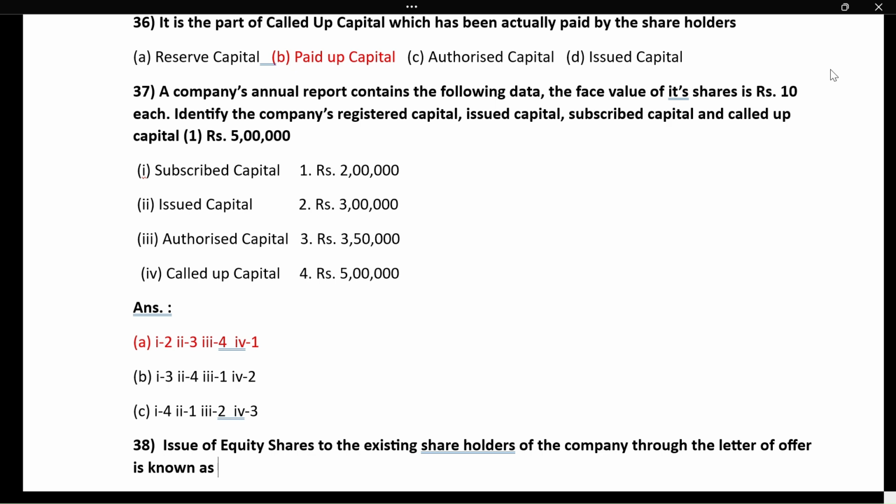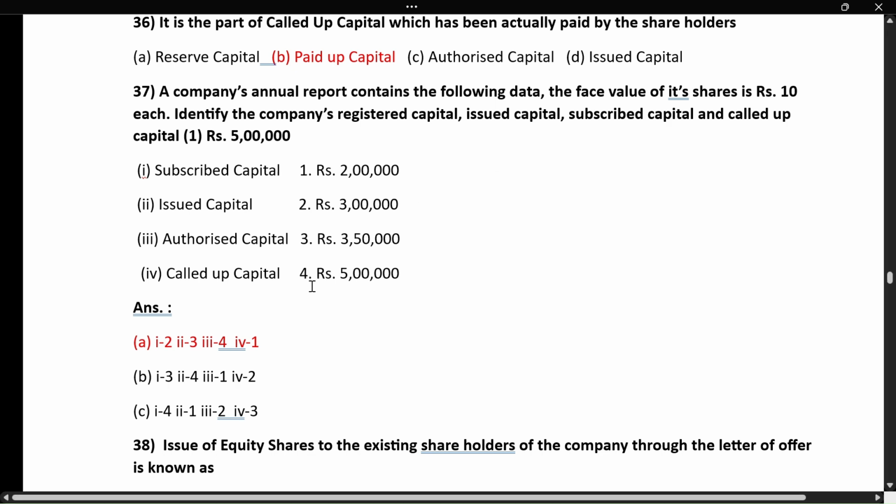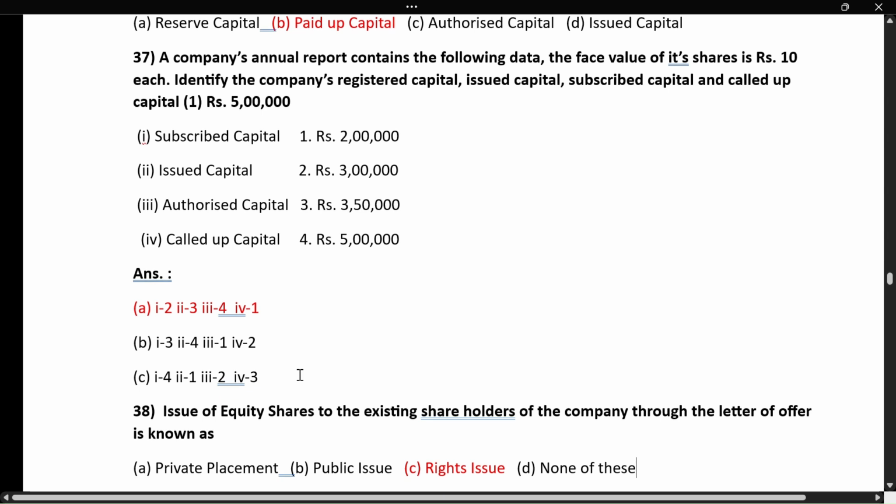See, the highest capital will be the authorized capital. Now see here, authorized capital is 5 lakhs. Subscribed capital is 3 lakhs. Issued capital comes next to the authorized capital. Next to issued capital is subscribed capital. Then out of subscribed capital, how much money the company has called up, that is called up capital. So I have matched here.